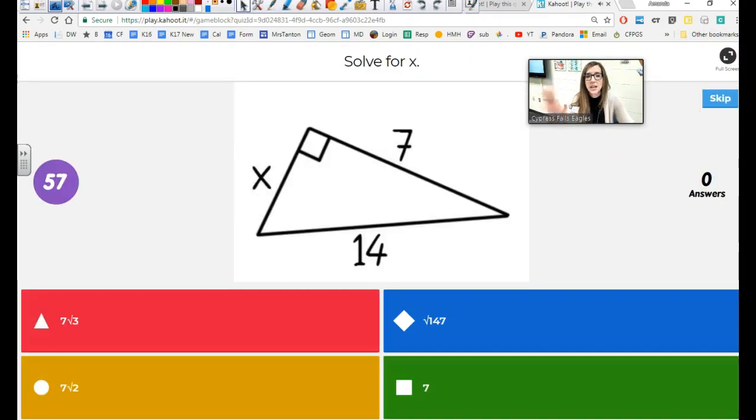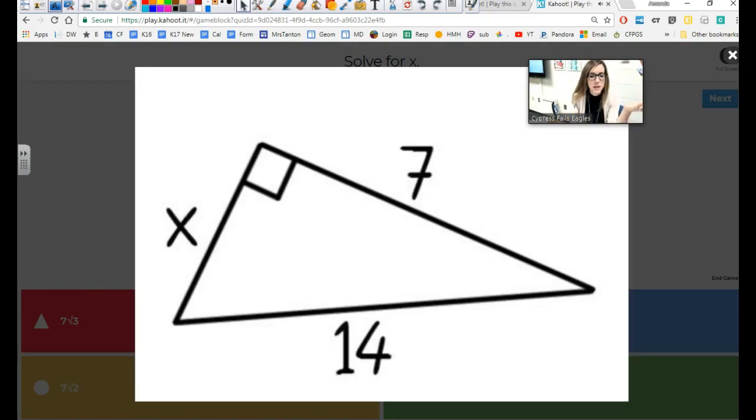Solve for x. Huge hint: this picture was not drawn to scale. The side lengths are not the right length. That's my fault. So what you can always fall back on is the Pythagorean theorem. 14 squared minus 7 squared, and then you'd have to factor tree the radicand.